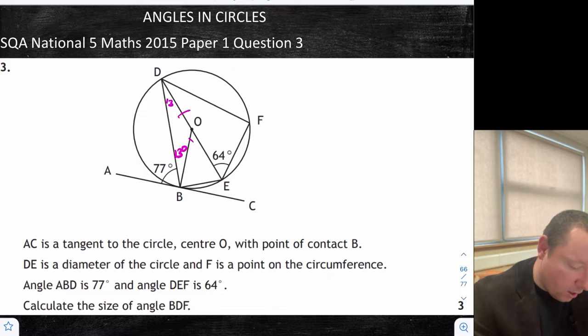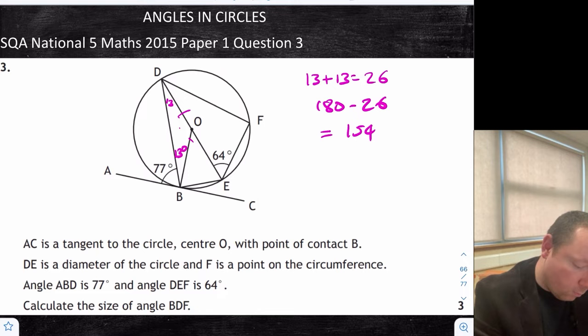As soon as I've got two angles in a triangle, I can work out the third angle. So angles in a triangle add up to 180. So 13 plus 13 equals 26. So I do 180 minus 26, which is 154. So I've got 154 in the middle. But now we've got a straight line. So angles on a straight line add up to 180. So I'll just move to the next triangle. 180 minus 154 is 26.